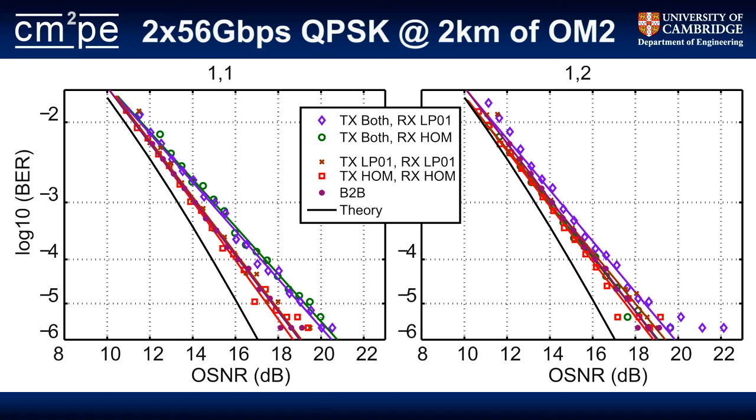One's a transmission using LP01 and LP11 on the left, and the other is a transmission using LP01 and LP12 on the right. And in these two tests, we had about 12 dB of isolation for the LP11 channel and 18 dB of optical isolation for the LP12 channel.